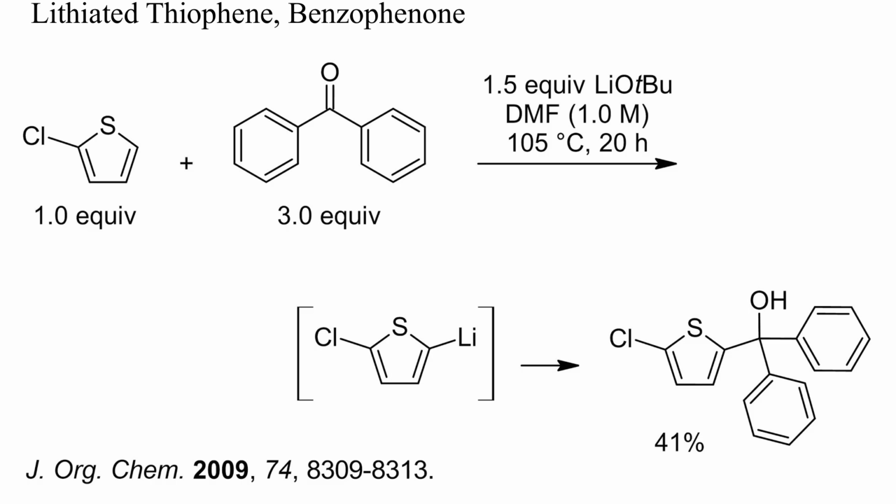Here, a mixture of chlorothiophene, benzophenone, and lithium tert-butoxide was heated in DMF to 105 degrees Celsius for 20 hours, and a fair yield of a tertiary benzylic alcohol resulted. Similar reactions can also succeed with 1,3-dichlorobenzene and related polyhalobenzenes.